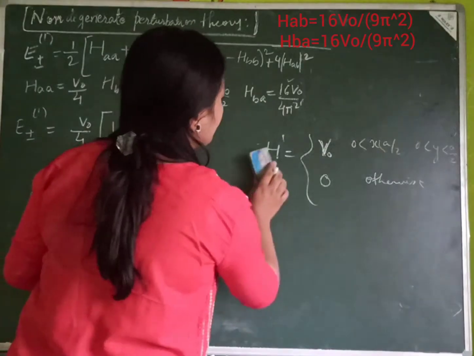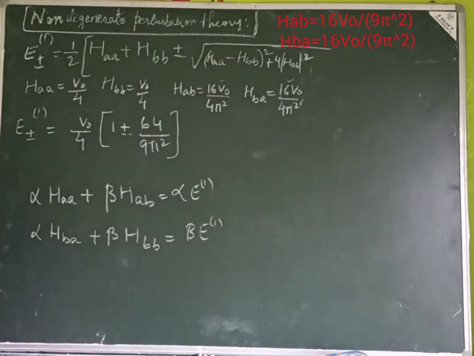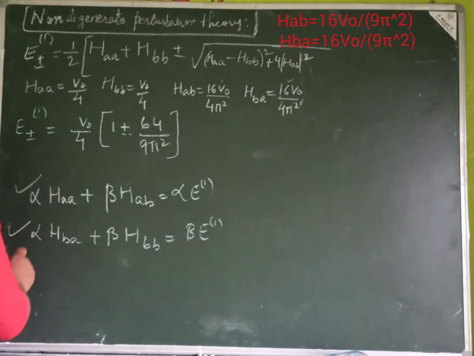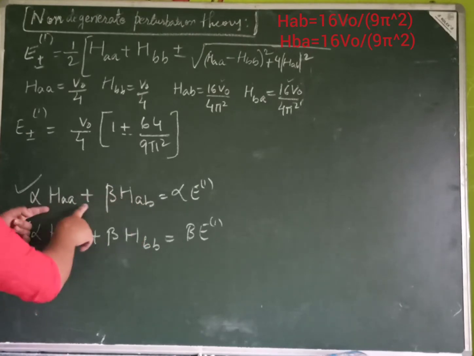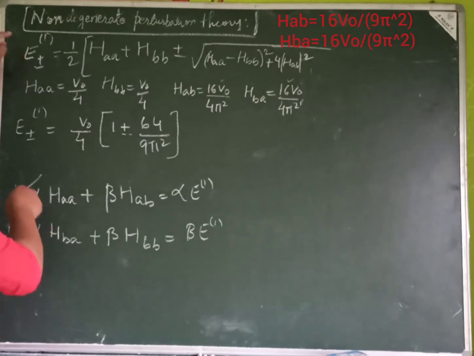Now in this lecture, we are going to study how to handle the problem if we have threefold or fourfold degeneracy, and not just twofold. Last time we saw that we had two equations, and after solving these two equations, we got the formula for the first order correction.